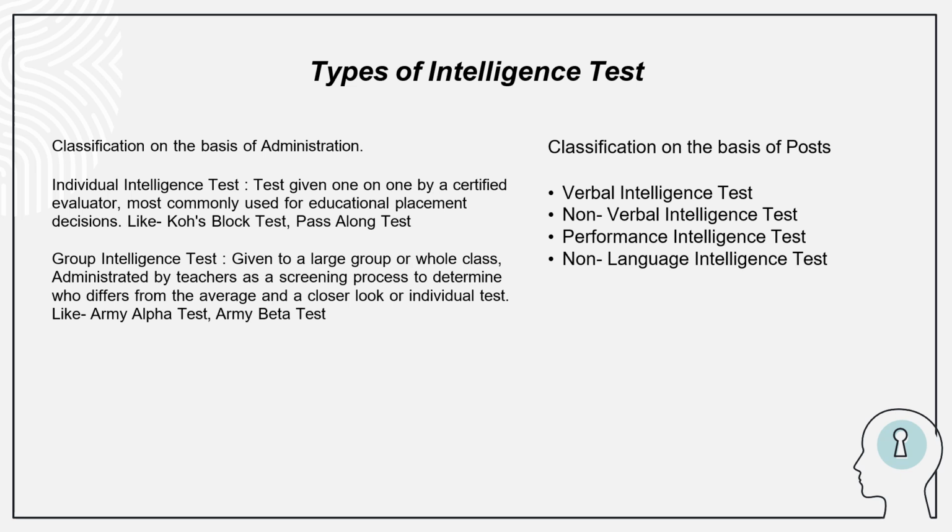It could also be a group intelligence test given to a larger group or a whole class, administered by teachers as a screening process to determine who differs from the average and needs a closer look or individual test, like the Army Alpha test and Army Beta test. This is when you use it as a screening test for a larger group of individuals wherein you want to find individuals. And on the basis of the type of test, it could be a verbal intelligence test, non-verbal intelligence test, performance intelligence test, or non-language intelligence test.